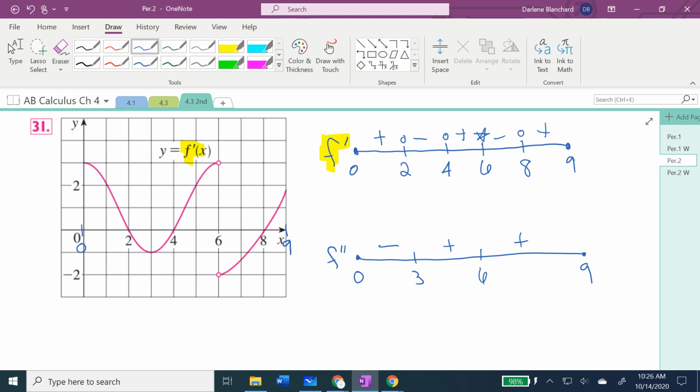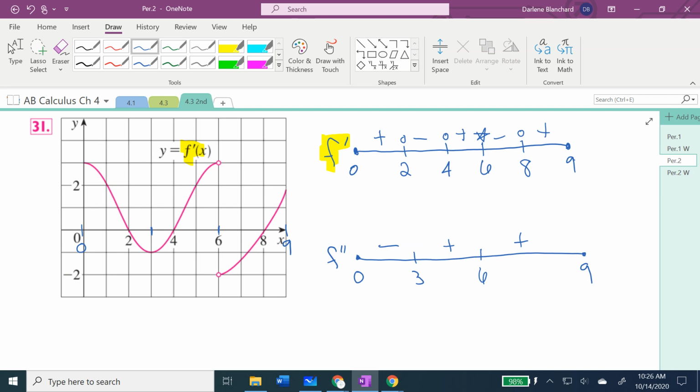So if you had thought, what numbers do I want to include on my f double prime number line? You would want to think, okay, I'm looking at slope. Where is slope 0 or undefined? Slope is 0 at x equals 3. And at x equals 6, slope is undefined because you have to be continuous before you can even be considered for differentiability. And it's not continuous.